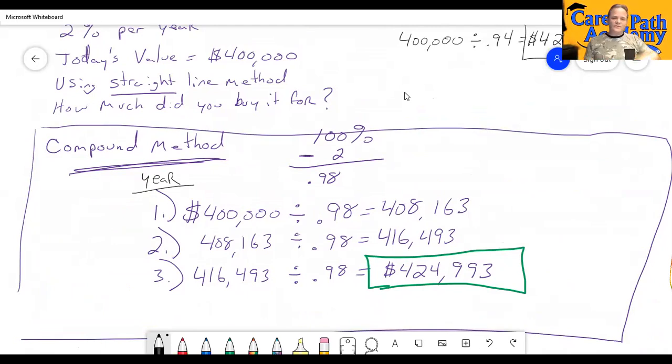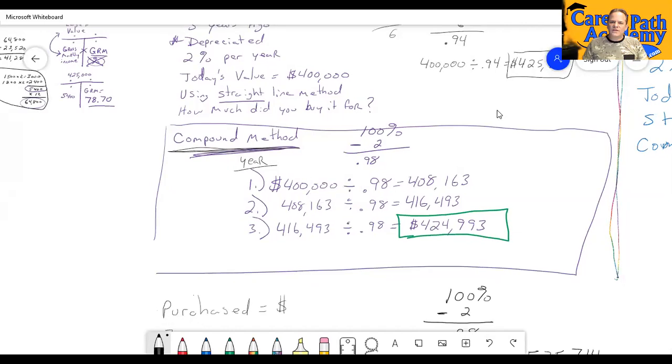So we know today's value is $400,000. We're trying to determine a value in the past. So once again, we divide, because you divide when you're figuring out a value in the past, by 0.98. And then you take that answer, divide it by 0.98 again. Take that answer, divide it by 0.98 again. And you get the final answer of 424,993. This is when you're using the compounding method. So you do the math problem once for each year.